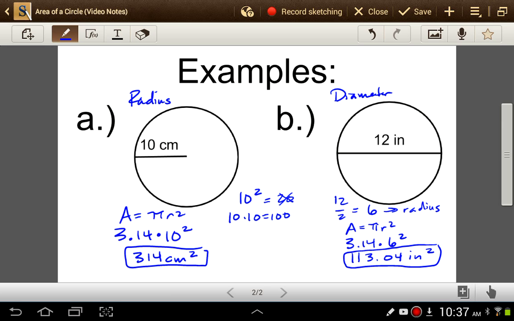So you have to remember, you must use the radius. If I give you the radius, that's easy. If I give you the diameter, you just have to divide it by 2 to find the radius. And remember, squaring does not mean times 2. That means multiplying the number by itself. 10 squared is 10 times 10. 6 squared is 6 times 6. You have to remember that.